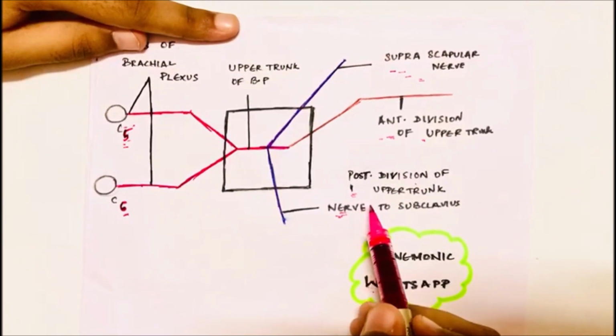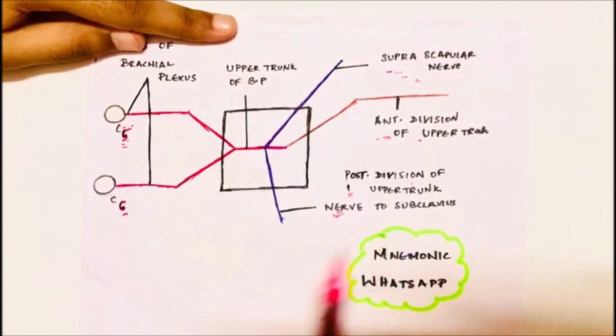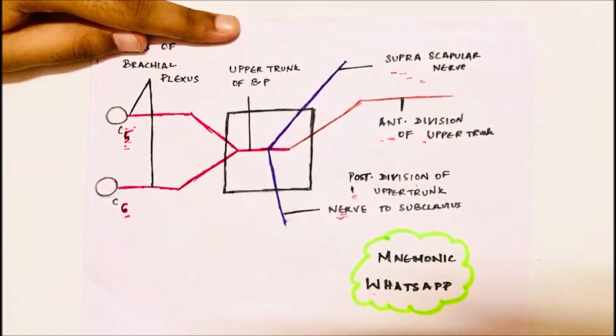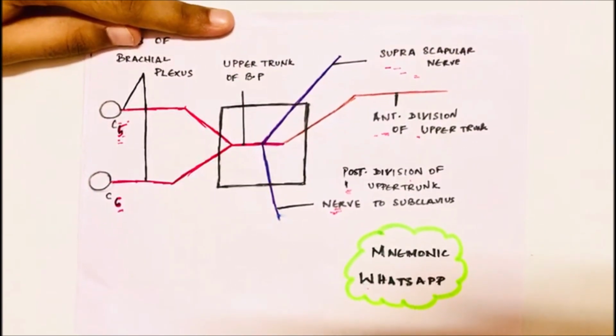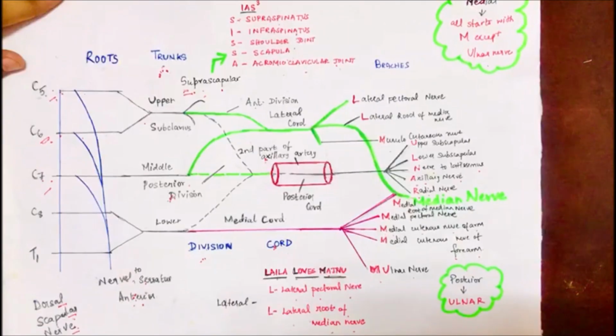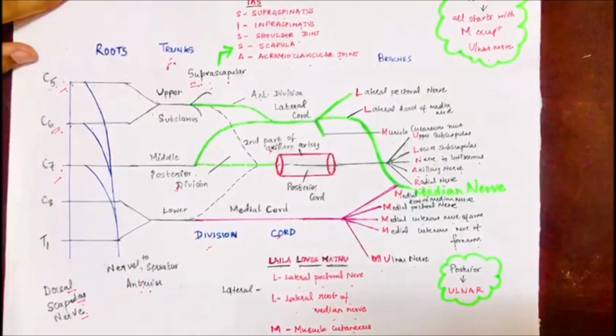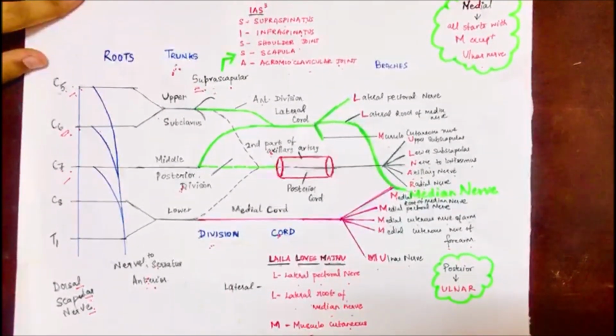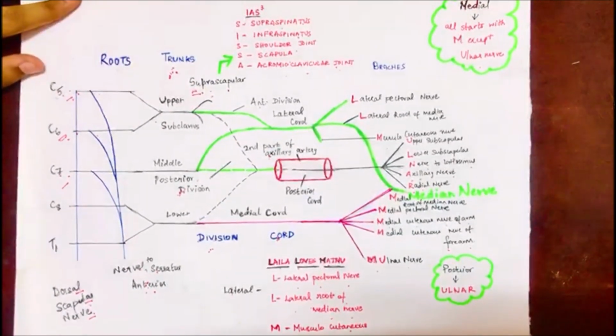Let us move on to the causes of injury. It is caused due to undue separation of the head and the shoulder, which results from birth injury, fall on the shoulder, as well as anesthesia. Now, I will be explaining the affected nerves, muscles paralyzed, and the clinical manifestation of Erb's paralysis.